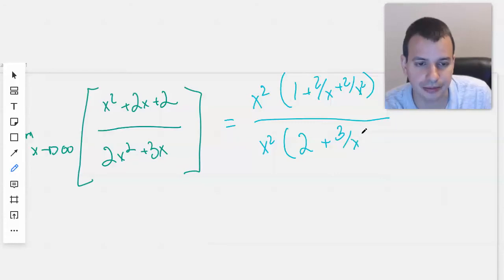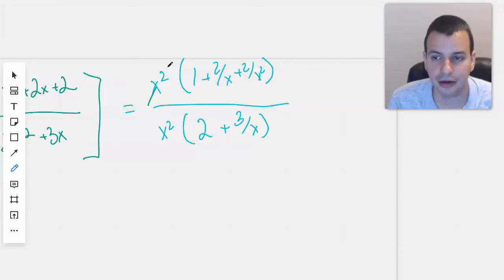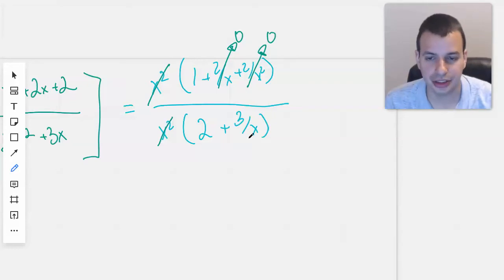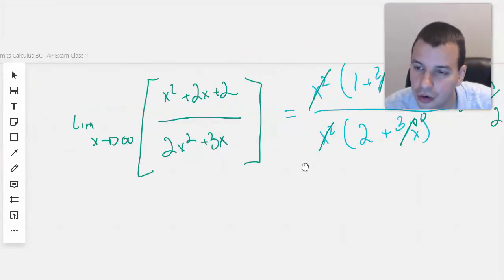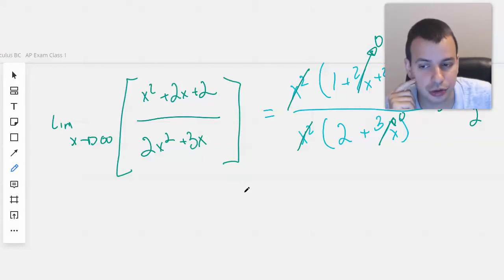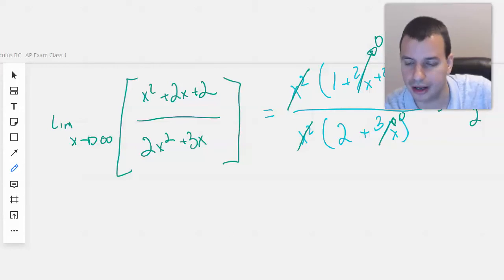And then when we put in infinity, for starters, the x squareds go away. 2 over infinity, that's going to be 0. 2 over infinity squared, that's also going to be 0. And then 3 over infinity, that'll be 0. So in the end, we're just left with 1/2. So the limit as x approaches infinity of x squared plus 2x plus 2 over 2x squared plus 3x will only be 1/2. So looking at Wolfram, let's see, x squared plus 2x plus 2.